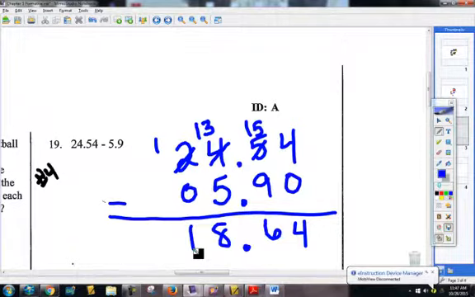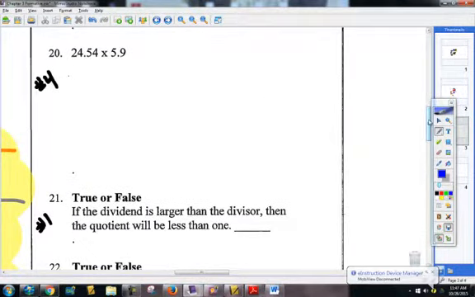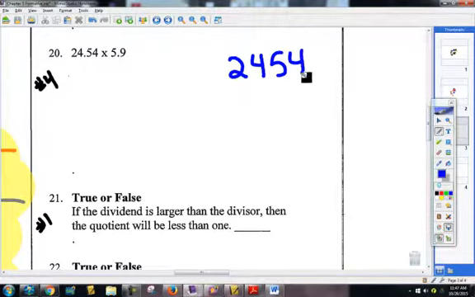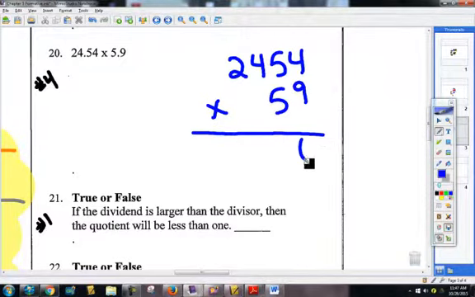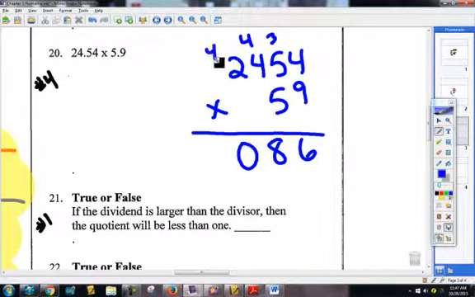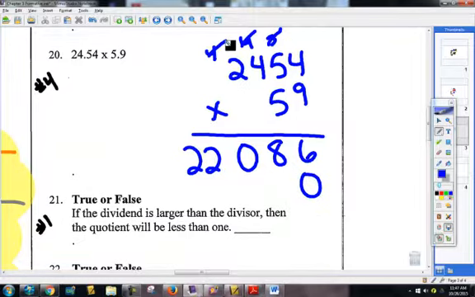Okay, here we go. Multiplying. We've done plenty of these, I think, but obviously take the decimal out. So it's going to be 2,454 times 59. Okay. 9 times 4 is going to be 36. Carry your 3. 9 times 5 is 45, plus 3 is 48. Everything seem good so far? 9 times 4 is 36, plus 4 would be 40. 9 times 2 is 18, plus 4 would be 22. Everybody good with that? Always important to get rid of your carries because otherwise it'll kind of mess with you.